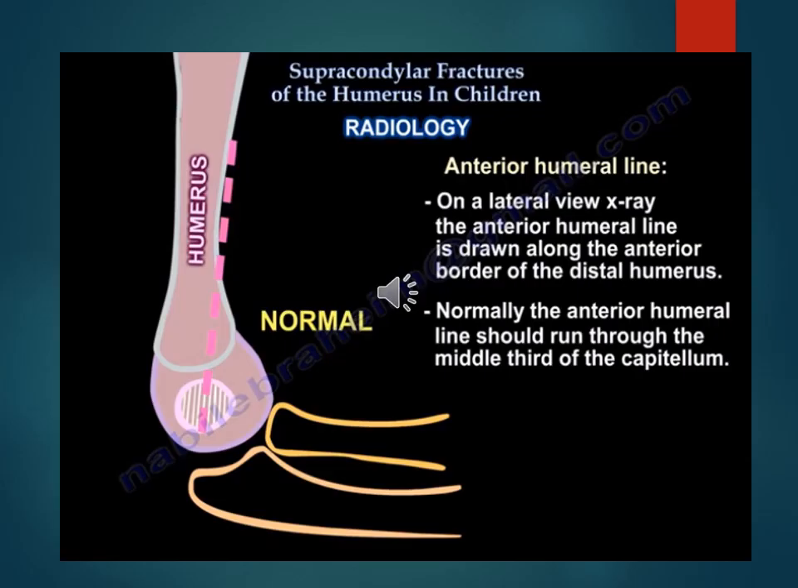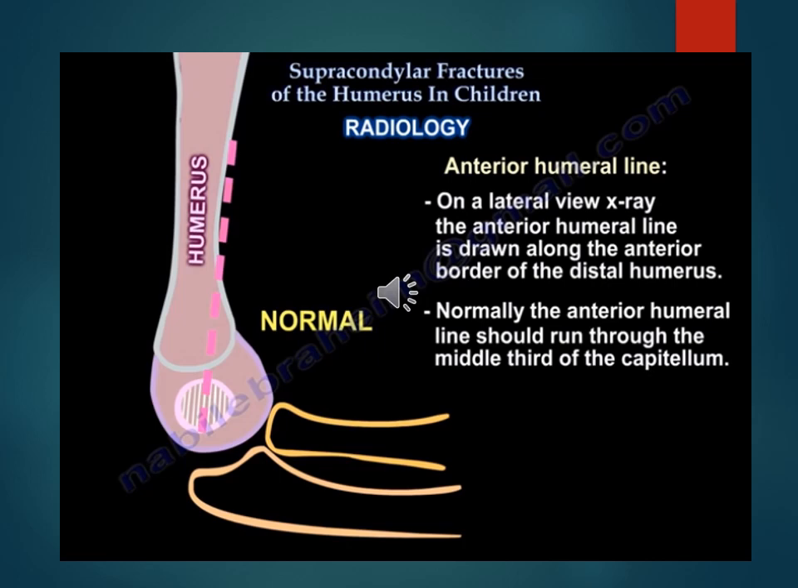Once you diagnose a supracondylar fracture, you will need to decide whether this fracture is displaced or undisplaced, because this will guide your treatment. To do so, first of all, on the lateral X-ray, we draw what we call the anterior humeral line, which is a line that we draw along the anterior cortex of the humerus. And when you extend this line distally, this line should cross the middle third of the capitellum.